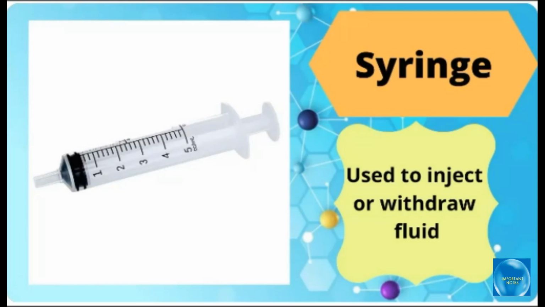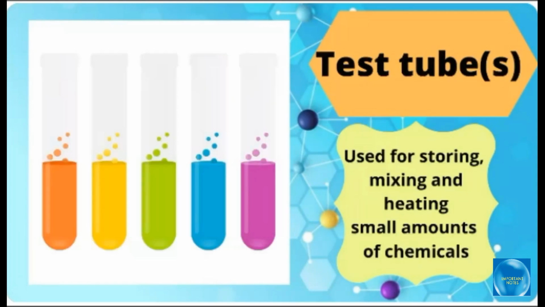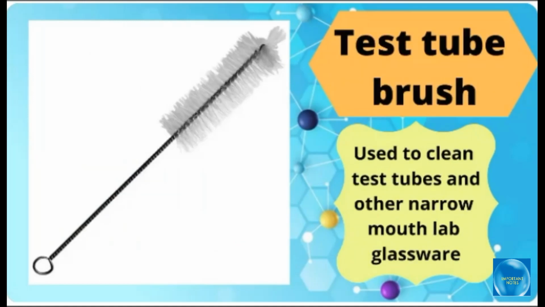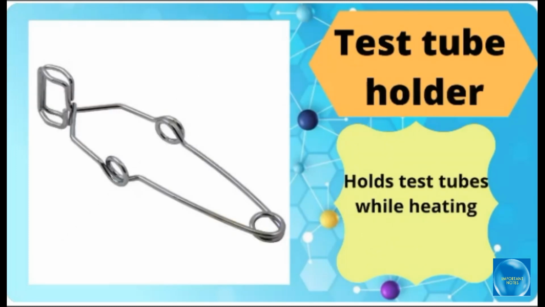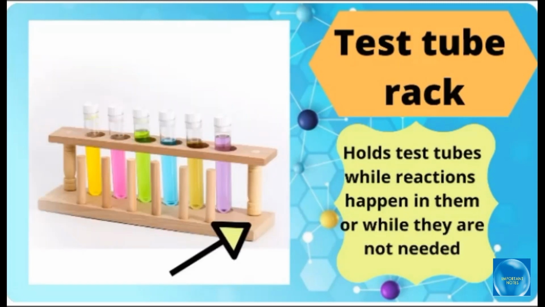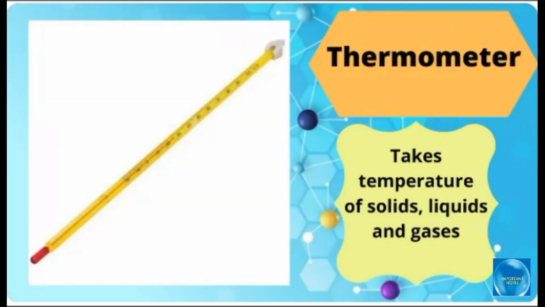Syringe, used to inject or withdraw fluid. Test tube, used for storing, mixing, and heating small amounts of chemicals. Test tube brush, used to clean test tubes and other narrow-mouthed lab glassware. Test tube holder, holds test tubes while heating. Test tube rack, holds test tubes while reactions happen in them or while they are not needed.